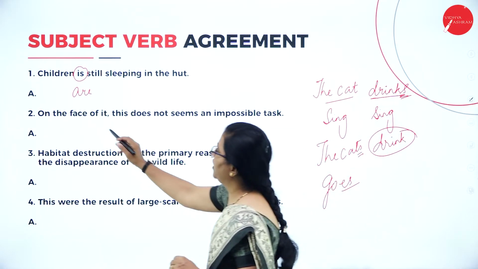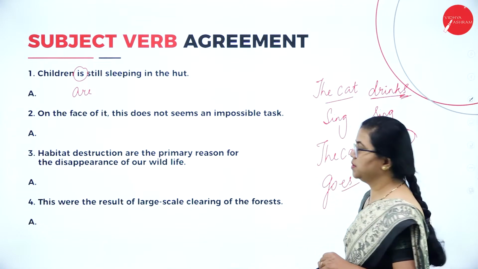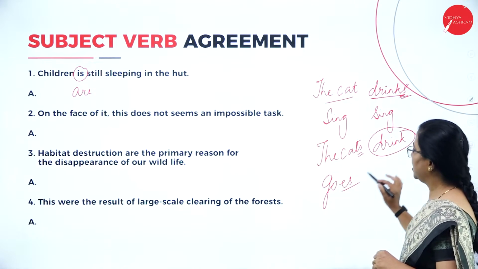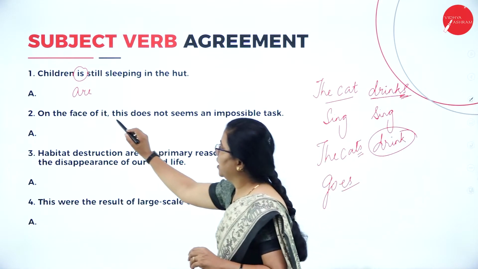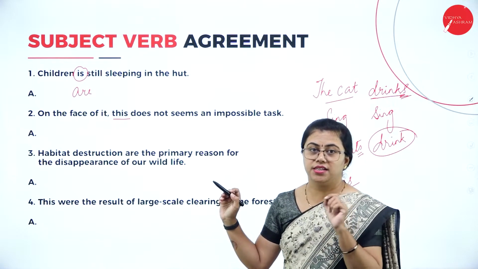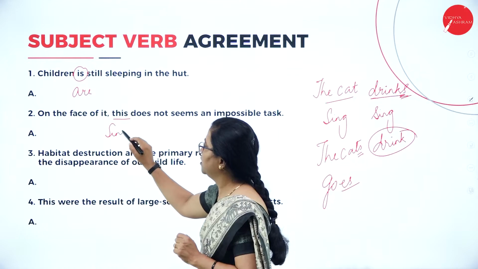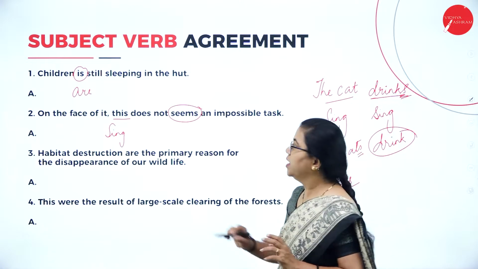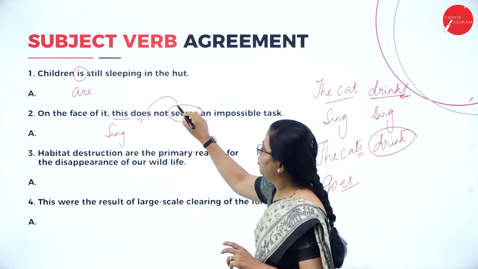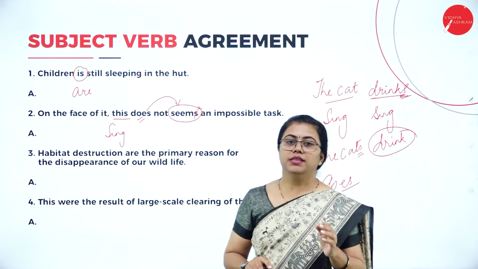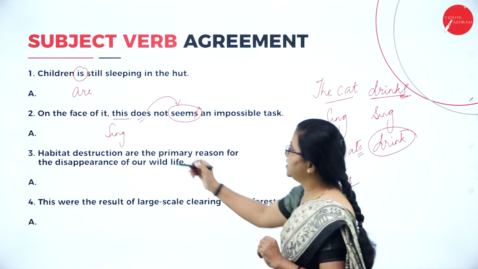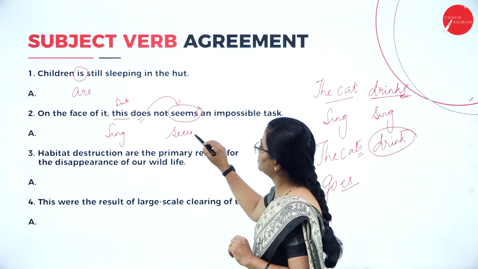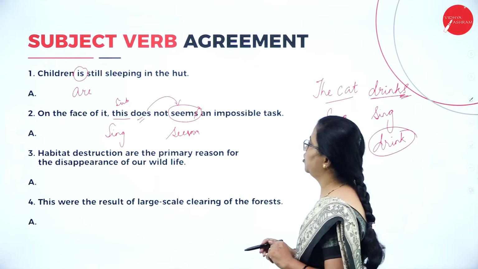Next, on the face of it, this does not seems an impossible task. So just look at the rule I told: with s it is singular, without s it is plural. Here I am talking about a singular subject. This does not. So this is singular, so obviously after does not, the verb has to be without s. Whenever you have does, the next verb that comes should be without s. So it has to be does not seem an impossible task.